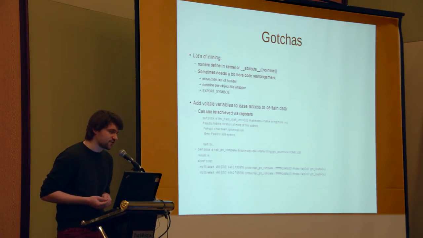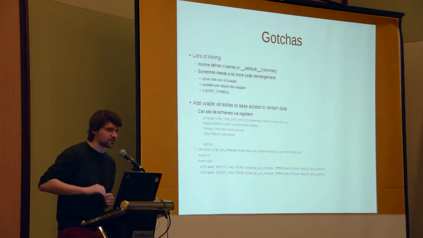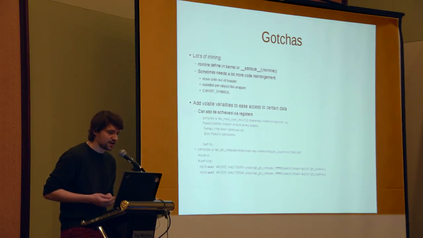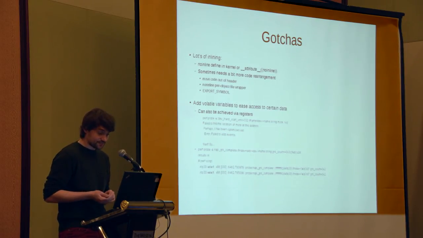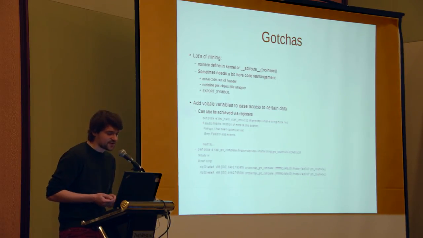It's very often that you actually have to move code around, from the header file into an object file, then add a prototype for that, and maybe even export symbol that function. But if you really want to trace it and make your life a bit easier, you can do it like that. Sometimes stuff really gets very, very strange. You can also add your own volatile variables and just extract some data into this variable and then use it with perf too.